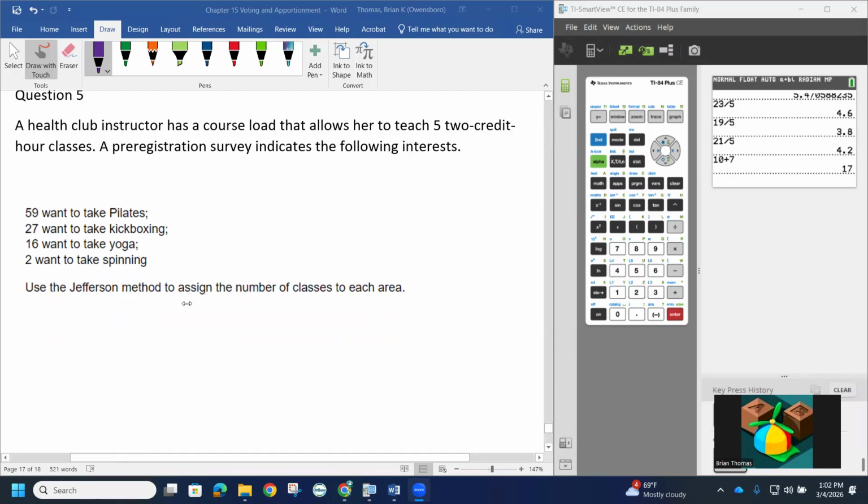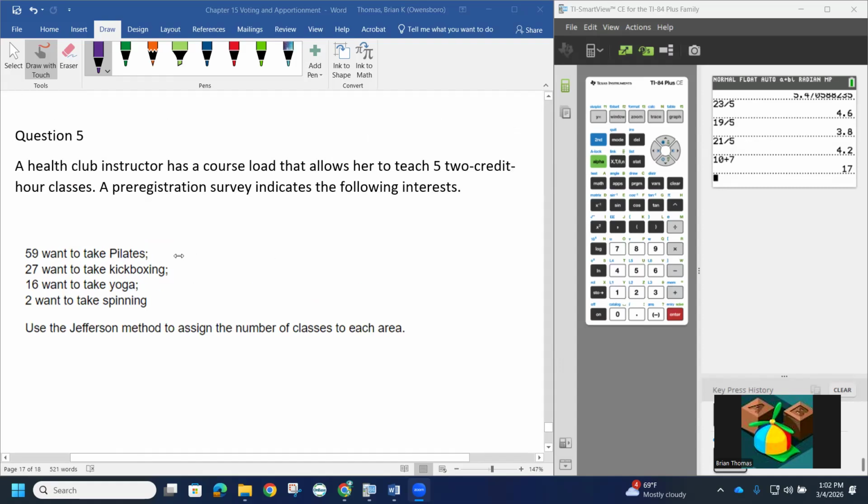So we want to use the Jefferson method to assign the number of classes to each area. Right now it looks like she needs more Pilates classes than anything. Not much in spinning. There may not be enough interest in spinning, but kickboxing looks interesting, and yoga, possibly. 16 students looks possible. So right now I'm seeing 2, 1, 1, 0, just based on what I'm seeing there. But we do have five classes. So where does this fifth class go? Let's see where this takes us.